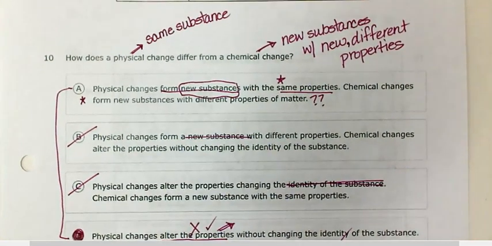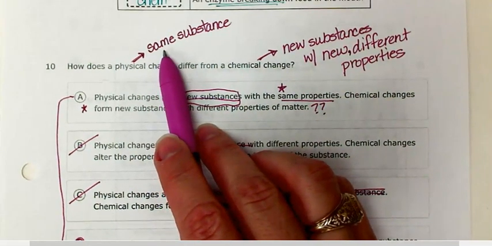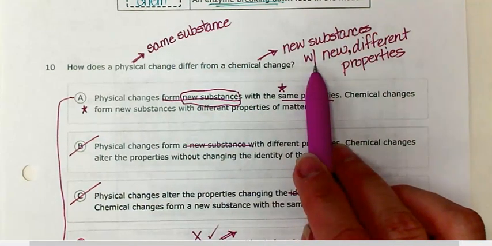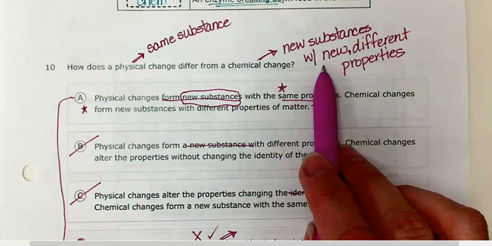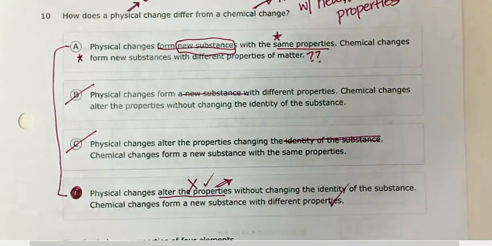What I need you to know is that physical changes, it's still the same substance. Like, it's still the same chemical formula, in other words. If something undergoes a chemical change, then you get completely new substances with new chemical formulas and different properties. So I don't love 10, but I think we're going to go with D on 10.